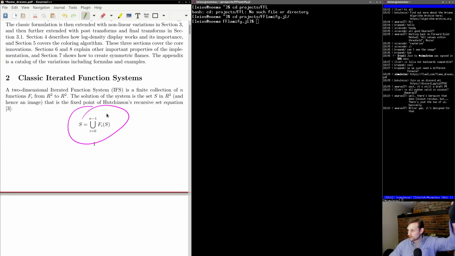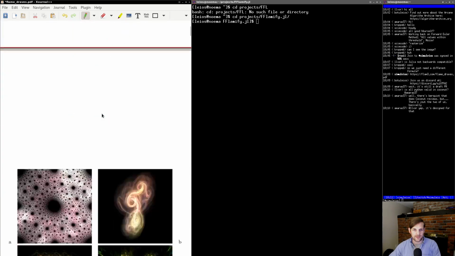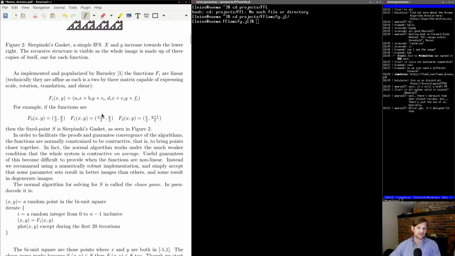If you go to the algorithm archive right now, you'll see we have a chapter on iterative function systems that say the same thing. Okay. The thing that's confusing me is down here. As implemented and popularized by Barnsley, the functions f of i are linear. Technically, they are affine, as each is a 2x3 matrix capable of expressing scale, rotation, translation, and shear.